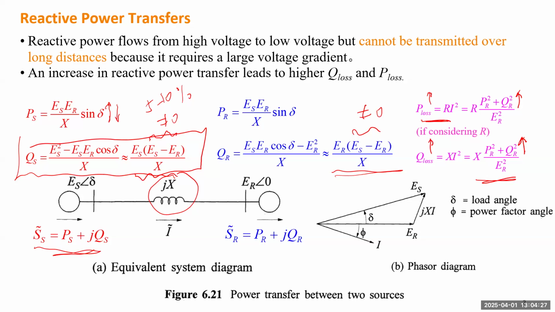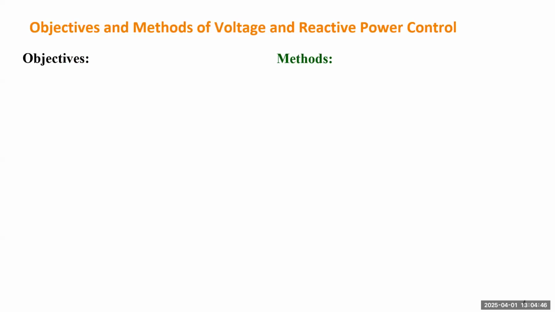Another conclusion is it's also not very economical to deliver a large amount of reactive power, because that will increase current and increase loss of both P and Q. So this is what makes reactive power and voltage control different from frequency control.